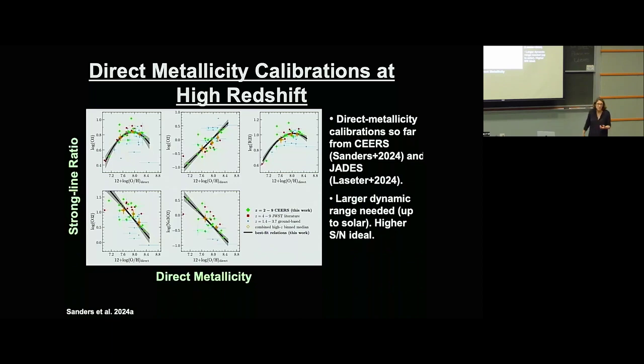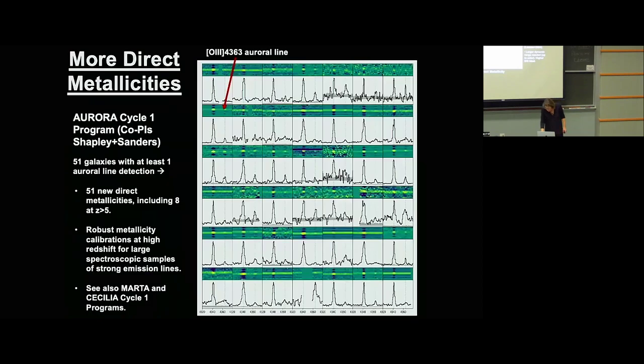There's also a nice paper by Laseter et al. based on the JADES survey. So that's great. There's an issue, which is that this calibration doesn't extend over a very wide range in metallicity. So if your galaxy happens to be here or here, this calibration is not valid. In the AURORA survey, our cycle 1 program, we were able to get direct metallicities for 50 galaxies out of the 100 galaxies that we targeted.